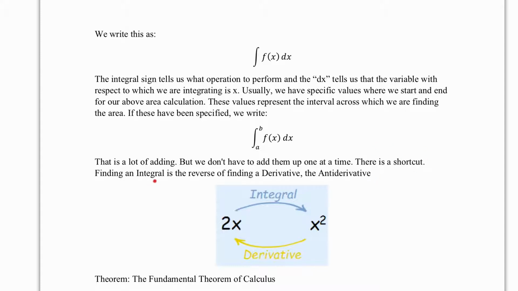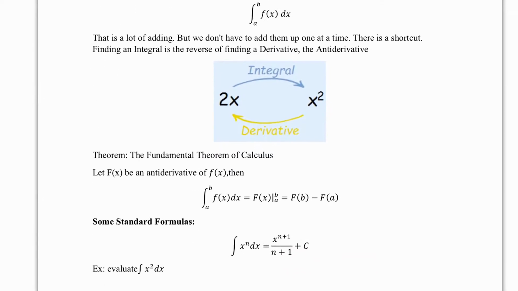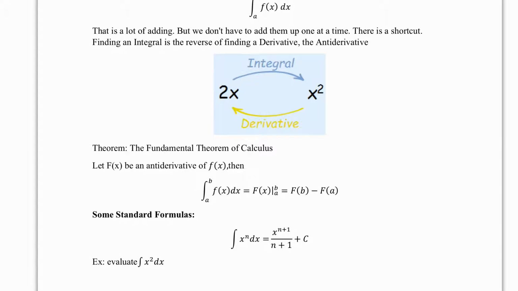And the shortcut is that finding an integral is actually the reverse of finding a derivative. It's the antiderivative. Now, we haven't proved this, but it's actually called the fundamental theorem of calculus. The fact that integrals and derivatives are going to be opposites of each other. You'll prove that in a future class of calculus, but for now we're going to take it on faith that you can do integrals by doing antiderivatives.